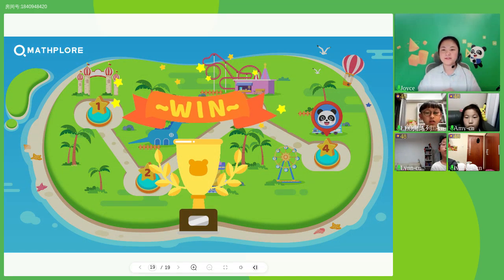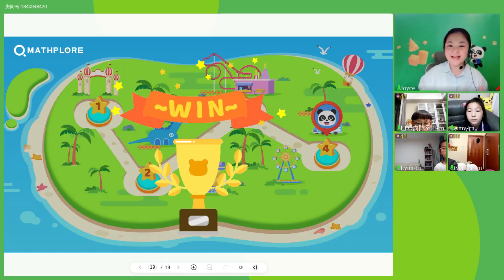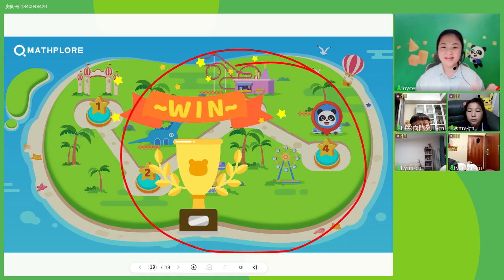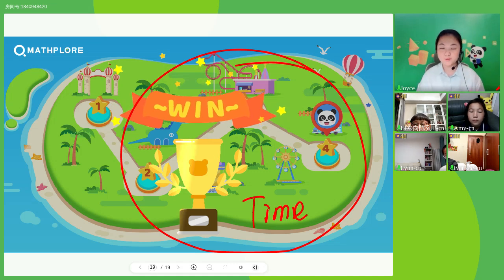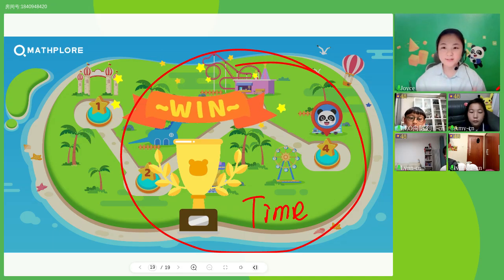Okay, let's make a final summary. After today's class, I found out you guys are really good at the last 3 parts about time, no matter how we convert the time unit or do the scheduling problem, right? And also the subtraction or addition here. So this is so good.